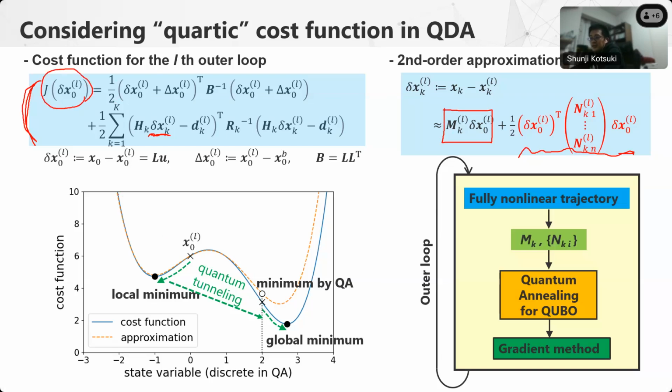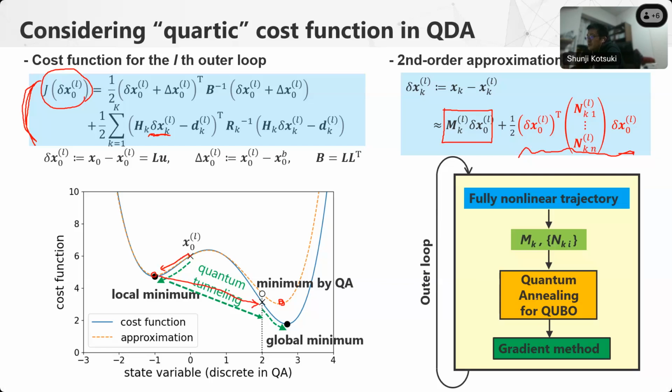In this case, we can consider a cost function having two local minima. Suppose this blue one is the real cost function, and the orange one is the approximated cost function having the two local minima. We can compute the minimization based on gradient-based optimization, but gradient-based optimization can suffer from the local minima. But when we employ quantum data simulation, we can use quantum tunneling to reach a better solution. This is the idea of this quantum data simulation.